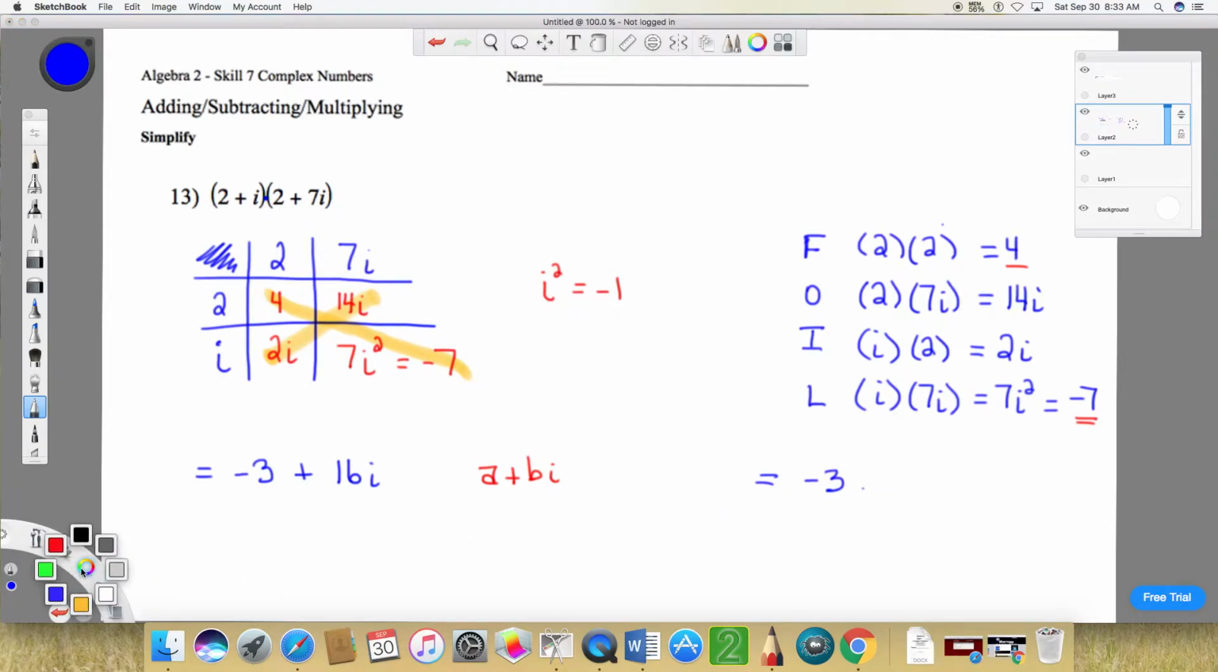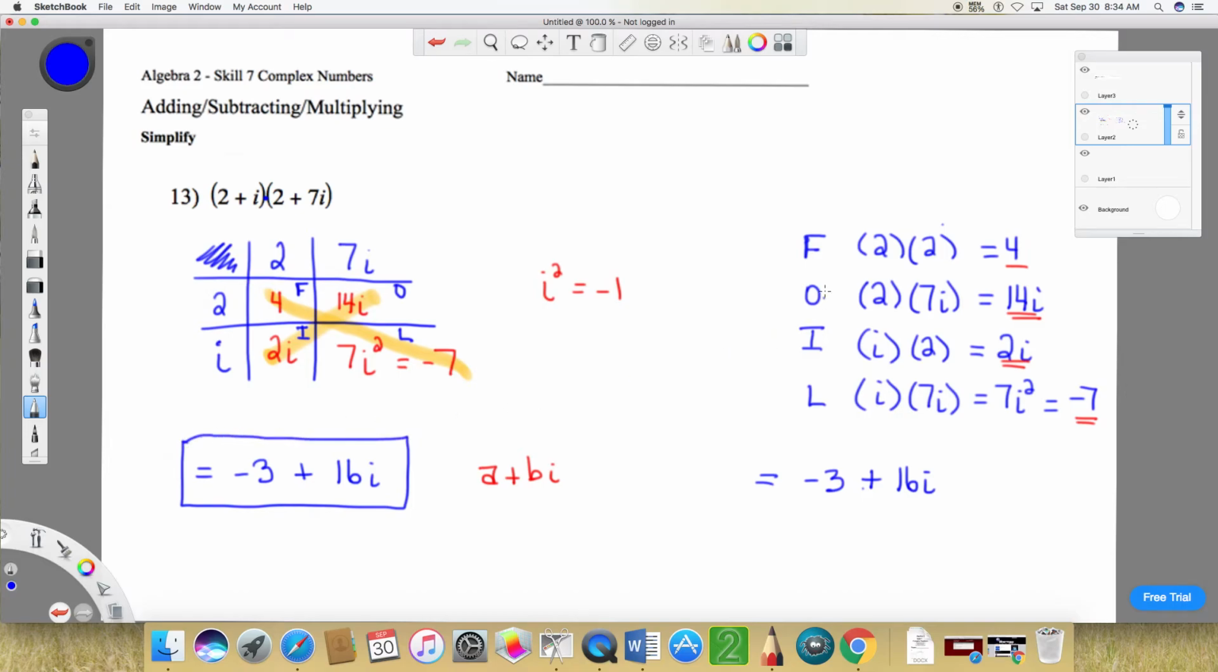And we have 14i and 2i, and that gives us a 16i. And that's the same answer that we have from the table. And in fact, if you look at these entries, this 4 over here, you're spelling out the word FOIL within the table. You're just writing it across and then across again, spelling out that word FOIL. So we get the same answer either way.